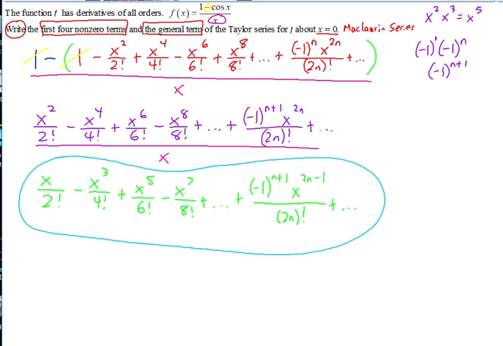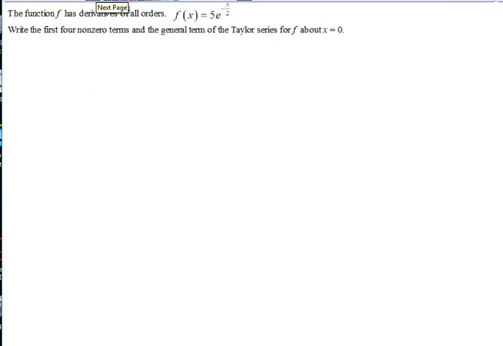All right, let's take a look at the next example. This one, we've got, again, the first four non-zero terms and the general term of the Taylor series about x equals 0. So again, since it's about x equals 0, it's really also a Maclaurin series. Derivatives of all orders, the derivative exists everywhere.